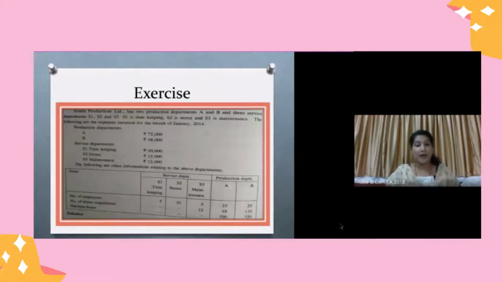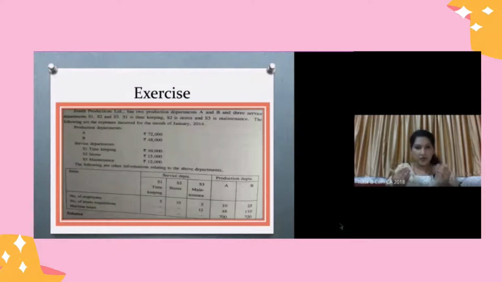When we look into the question, we can understand that this is after the primary distribution, because we are given the primary distribution summary. So it's clear that we need not go with allocation and apportionment. We can straight away go with the reapportionment. I hope till here it is clear because it's already there in the question.